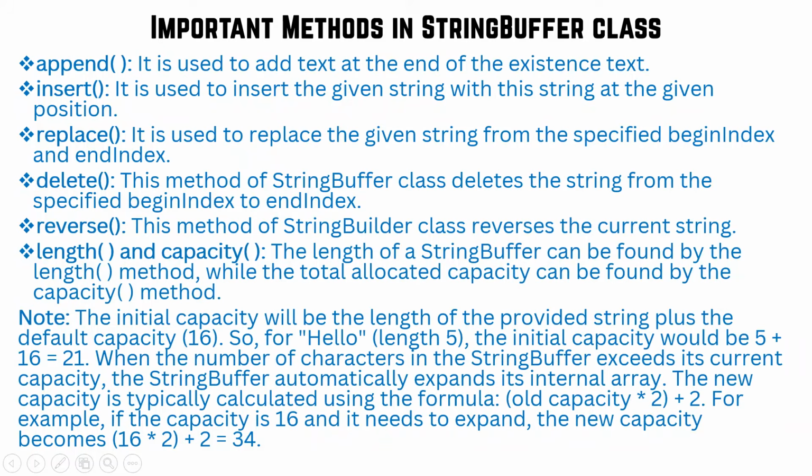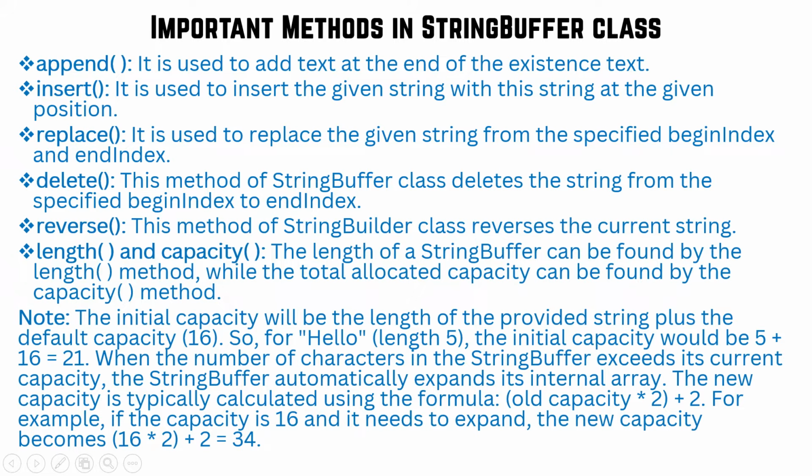The initial capacity will be the length of the provided string plus the default capacity. So in case hello has length 5, the initial capacity will be 5 plus 16, equal to 21. But when the number of characters in the string buffer exceeds its current capacity, the string buffer automatically expands its internal array. The new capacity is typically calculated using the formula old capacity * 2 + 2.